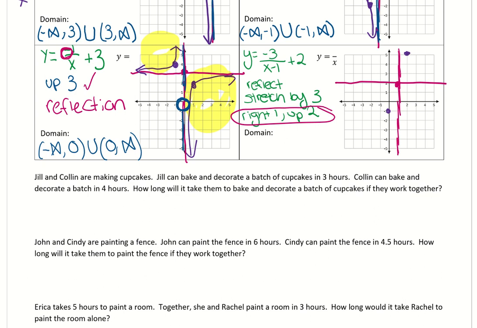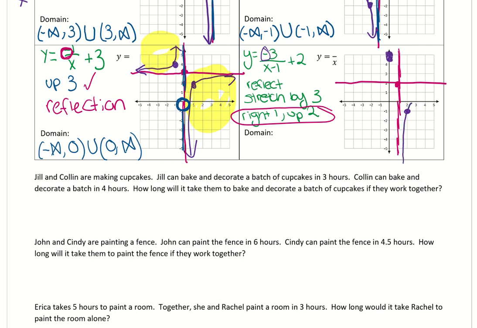But we also see that we have to reflect. So this point right here is going to go live down here. And this point right here, we're going to reflect back up here. So now we have reflected our graph, and we're ready to draw our branches.